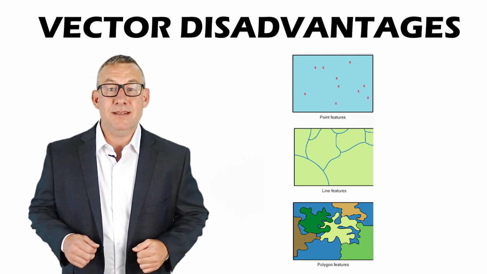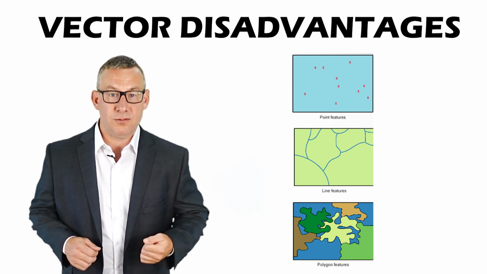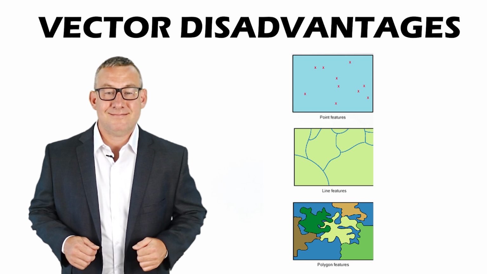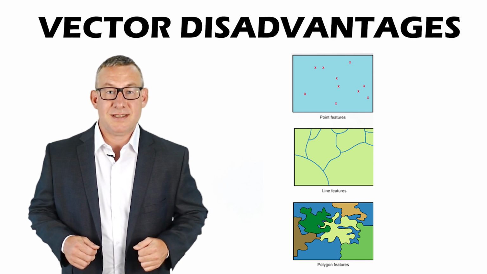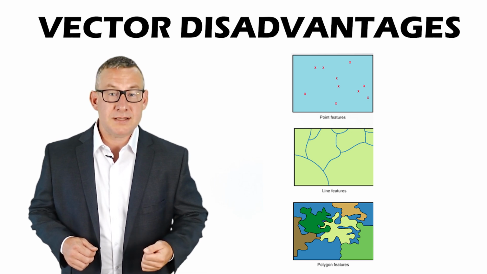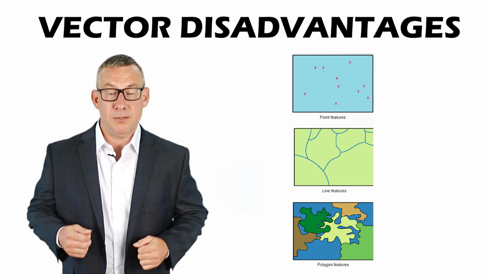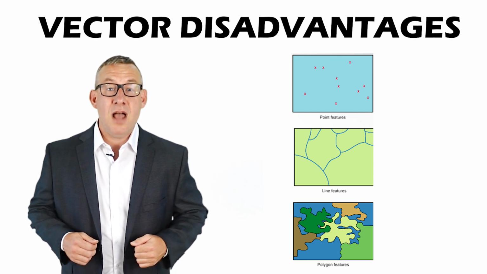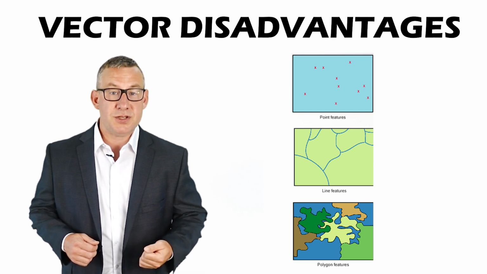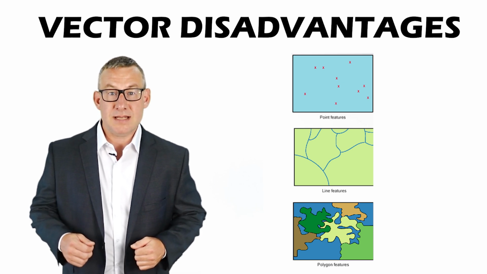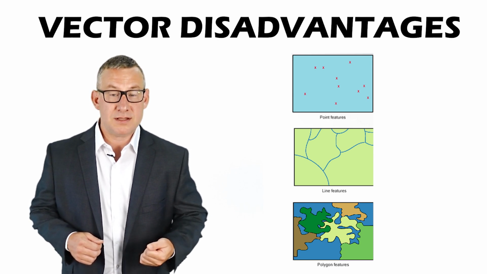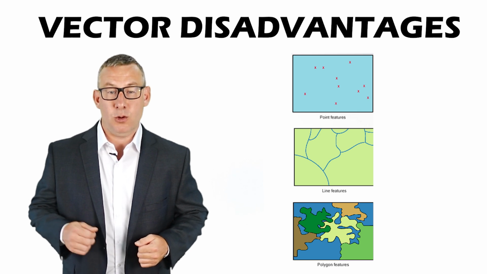Now let's take a look at the disadvantages of storing data in a vector format. Vector disadvantages. Vectors are more complex datasets to deal with from a programming perspective. Vectors are less intuitively understood. This means it's easier to explain to an untrained person how a raster file works than it is to explain how a vector file works.